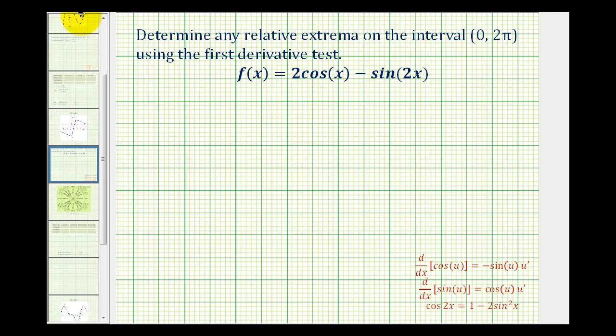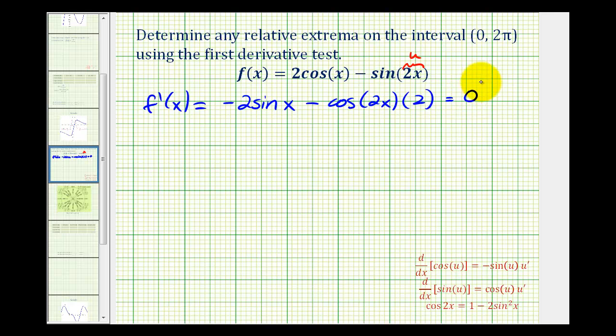So the first thing we'll do here is find the derivative of the given function. So f prime of x is going to be equal to negative 2 sine x minus the derivative of sine 2x, which is going to be cosine 2x times 2. We do have to apply the chain rule here because we have an inner function of 2x. Now this function is never undefined, so the next step is to determine when it's equal to 0. So now we'll set this equal to 0 and solve for x.